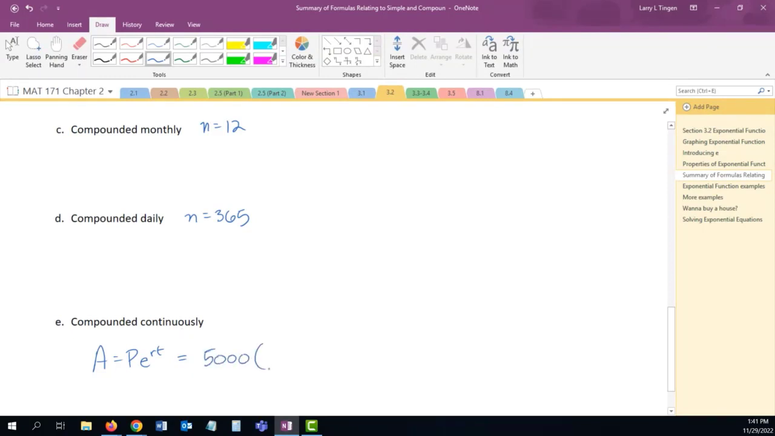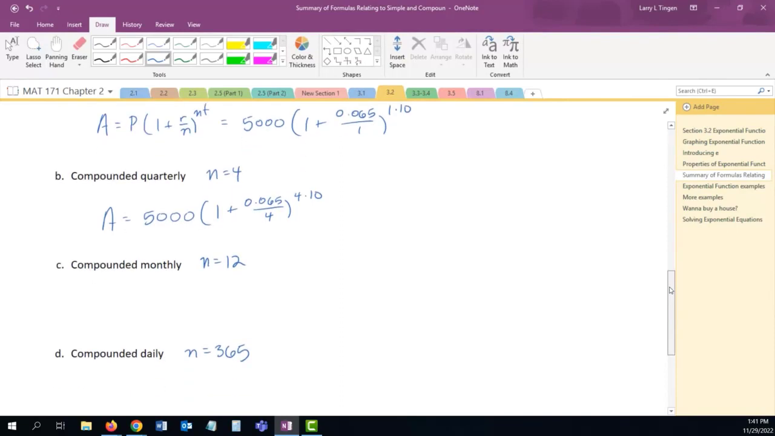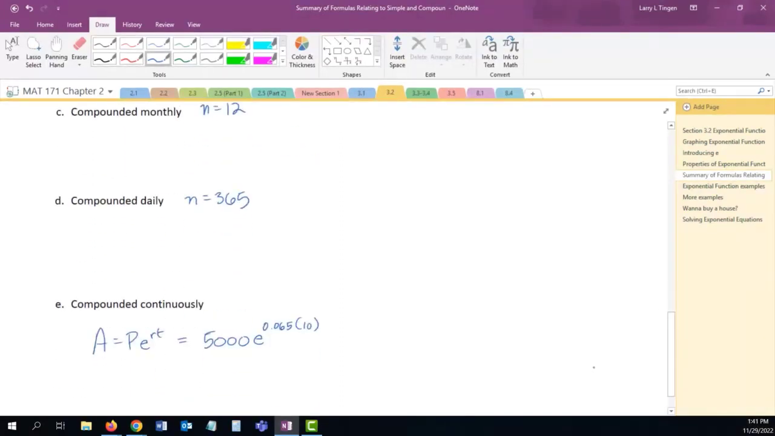So for this problem, $5,000 times e raised to the rate 0.065 times time, which is 10. You'll find out that going from annually to quarterly has a much larger difference than daily to continuous. But you can find those numbers in the notes. I'll come back and complete those as well. I just want to show you where there's a real life situation.